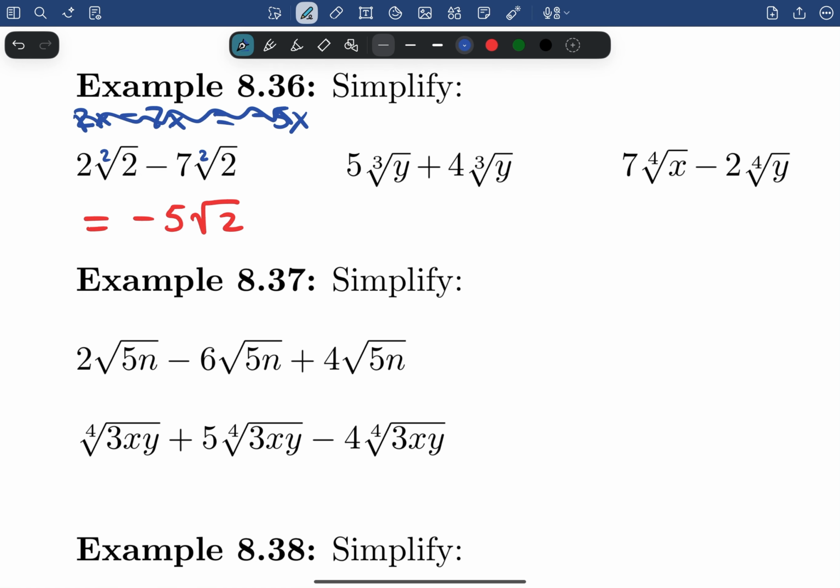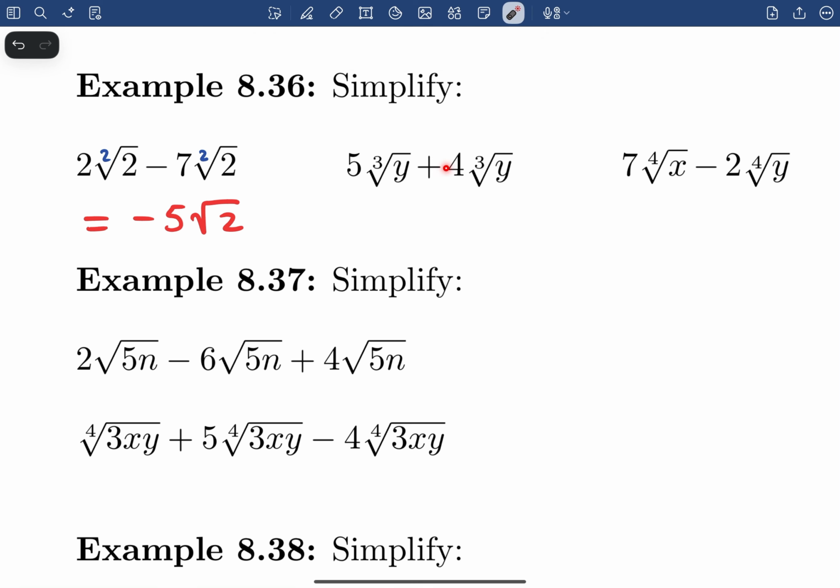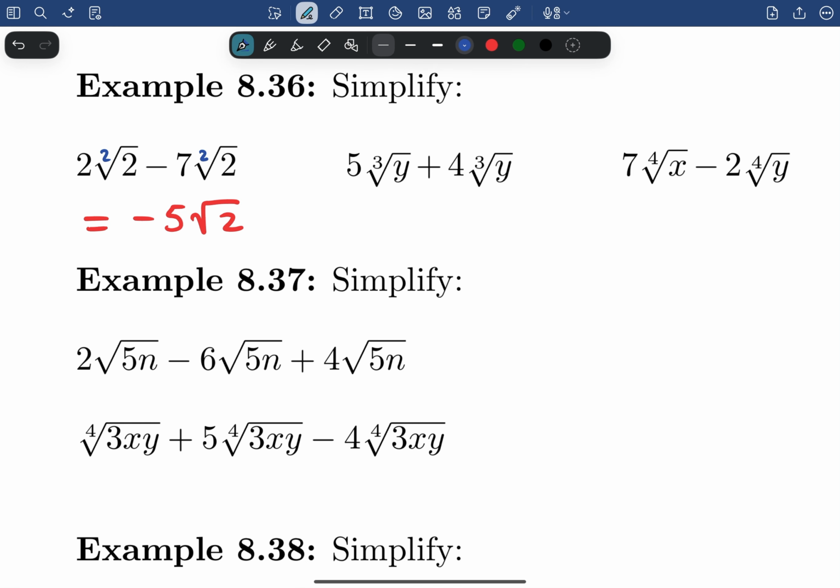Okay, what if we see 5 times the cube root of y plus 4 times the cube root of y? Well, these radicals have the same index of 3 and the same radicand of y, so they are like radicals. And so we can add them together. 5 plus 4 is 9. And that's why I can say that this simplifies to 9 times the cube root of y.